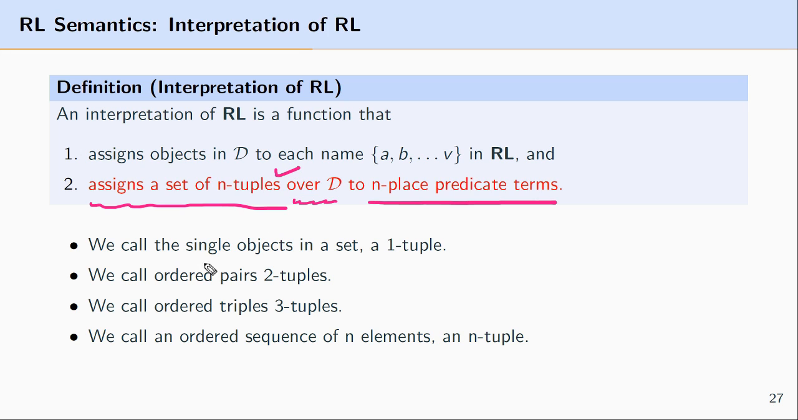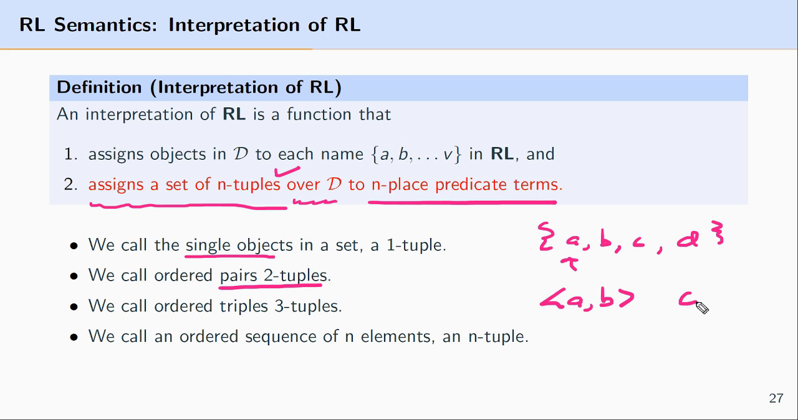So we can talk about single objects in a set. So A, B, C, D. These single objects are known as one-tuples. We can talk about ordered pairs, a kind of set where the sequence or order matters. So A, B, as well as, let's say, C, D, this ordered pair. These ordered pairs here are also referred to as two-tuples. They have two items. They're an ordered arrangement or ordered set where there are two elements in this ordering.